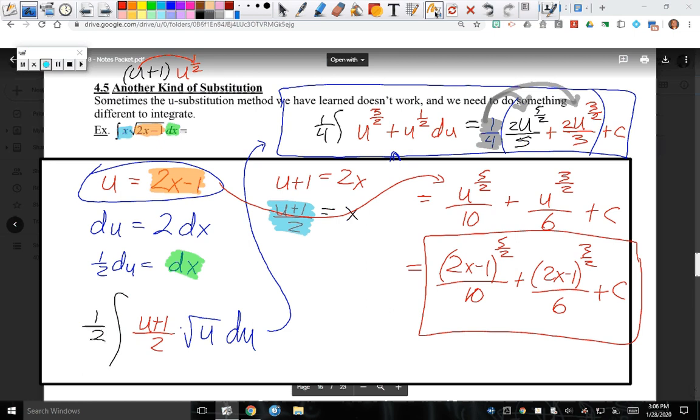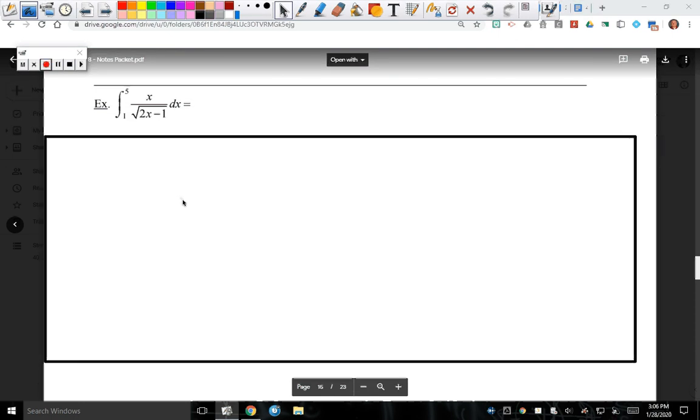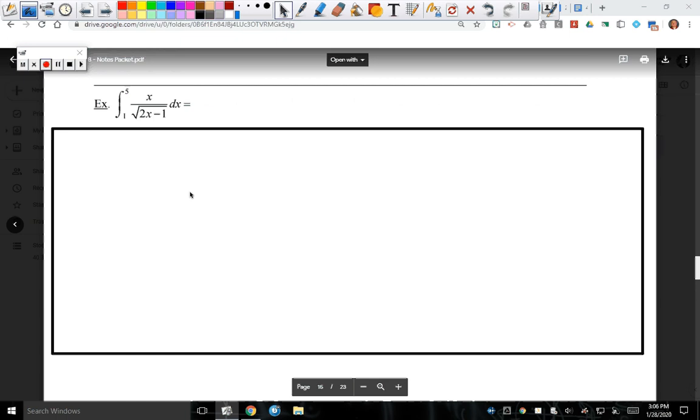Alright. Let us go. We still have a lot to do. Okay, so here we go. Let's pick up the pace just a little bit now. Let's see where we're aiming. What's u? 2x minus 1. What's du? 2 dx. So 1/2 of du replaces dx.